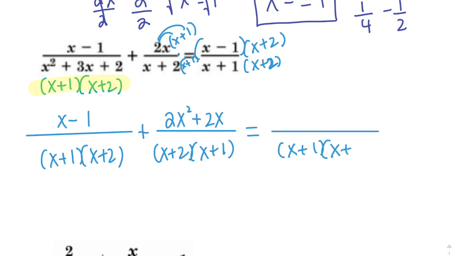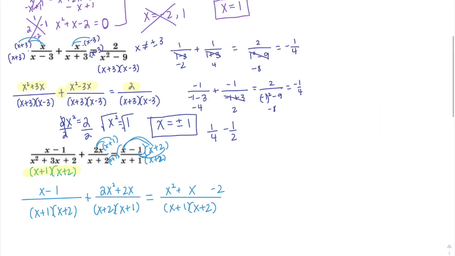But in order for me to solve this, I'm going to have to distribute everything in the numerator. So x times x would give me x squared. x times 2 is going to give me 2x. Negative 1 times x would be negative x, and negative 1 times 2 is negative 2. And I could clean up that middle part because 2x minus x is just 1x, like that.